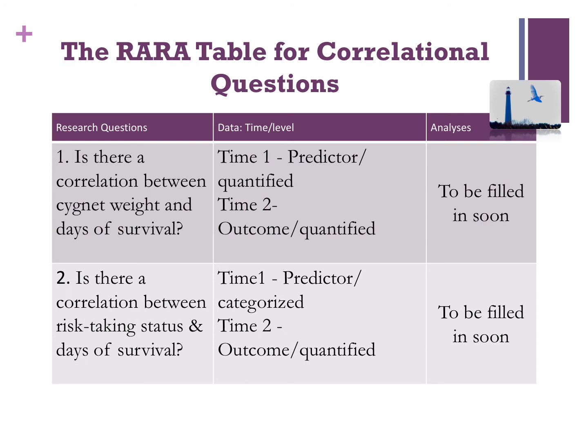Question 2, is there a correlation between risk-taking status and days of survival? Time 1 is the predictor, and this is a categorized variable, risk-taking status. And time 2 is the outcome, and this is a quantified variable, days of survival. And we will fill in analyses soon.